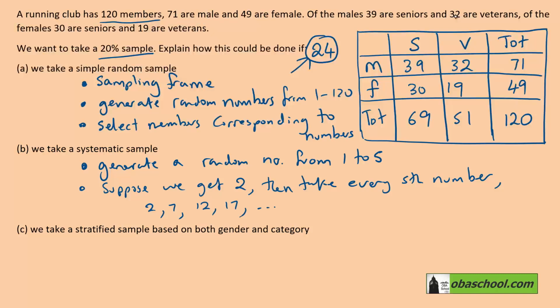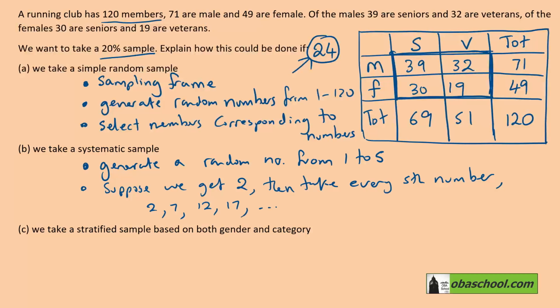Take a stratified sample based on both gender and category. In other words, in this box here, we want to get a proportionate number of individuals. So 10% here would be 4, 20% would be 8. So we'd probably, if we think about male senior, we would have 8 of those. For the veteran, it would be 6. So male veteran will take 6.